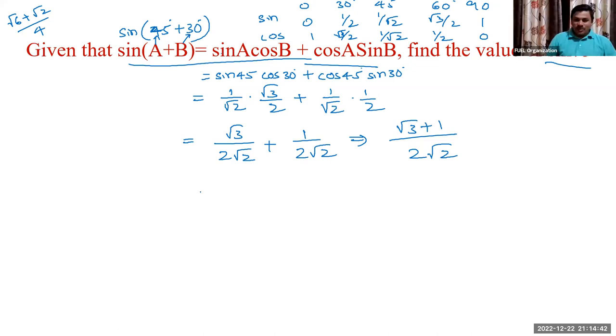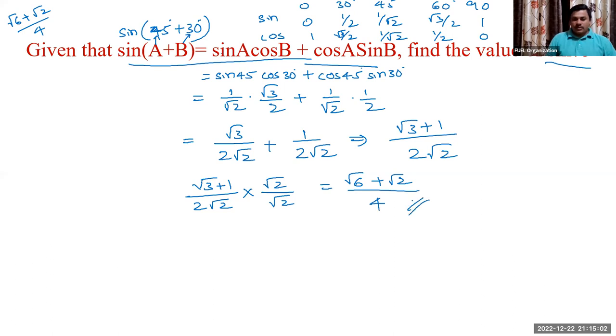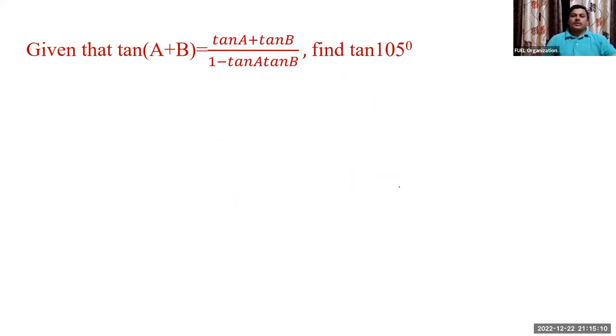Rationalization I should do. So after rationalization, what answer will I get? Square root of 3 plus 1 divided by 2 root 2, into root 2 by root 2. So if you multiply, square root of 6 plus root 2 divided by 2 to the 4. So this is the correct answer. Okay, you can take a screenshot. I will go to the next question. Yes, done. Chalo, next question.